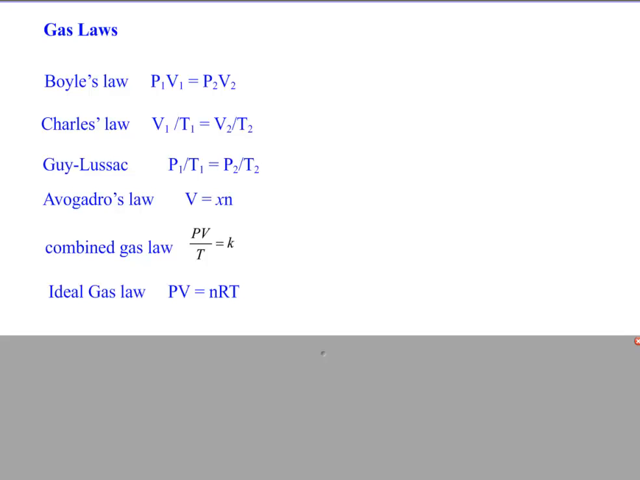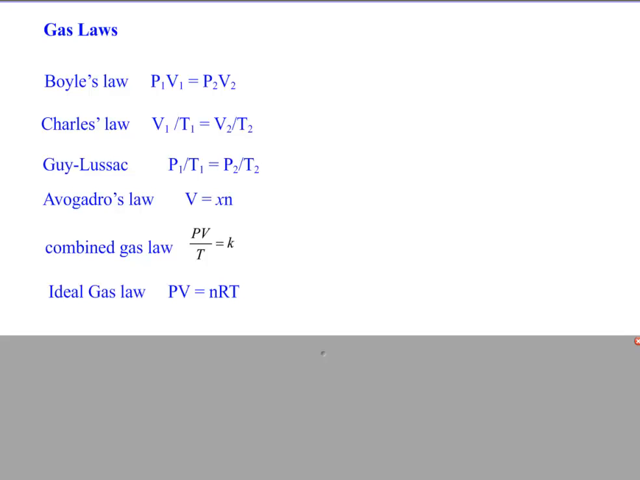Monsieur Charles was a Frenchman. He looked at the relationship between the volume of a gas and its temperature. So he kept the pressure and the number of particles constant, so he had sealed containers, and he watched what happened to the volume of gas when he changed the temperature in its flexible container. He found that there's a direct relationship between volume and temperature. As the temperature increases, so does the volume.